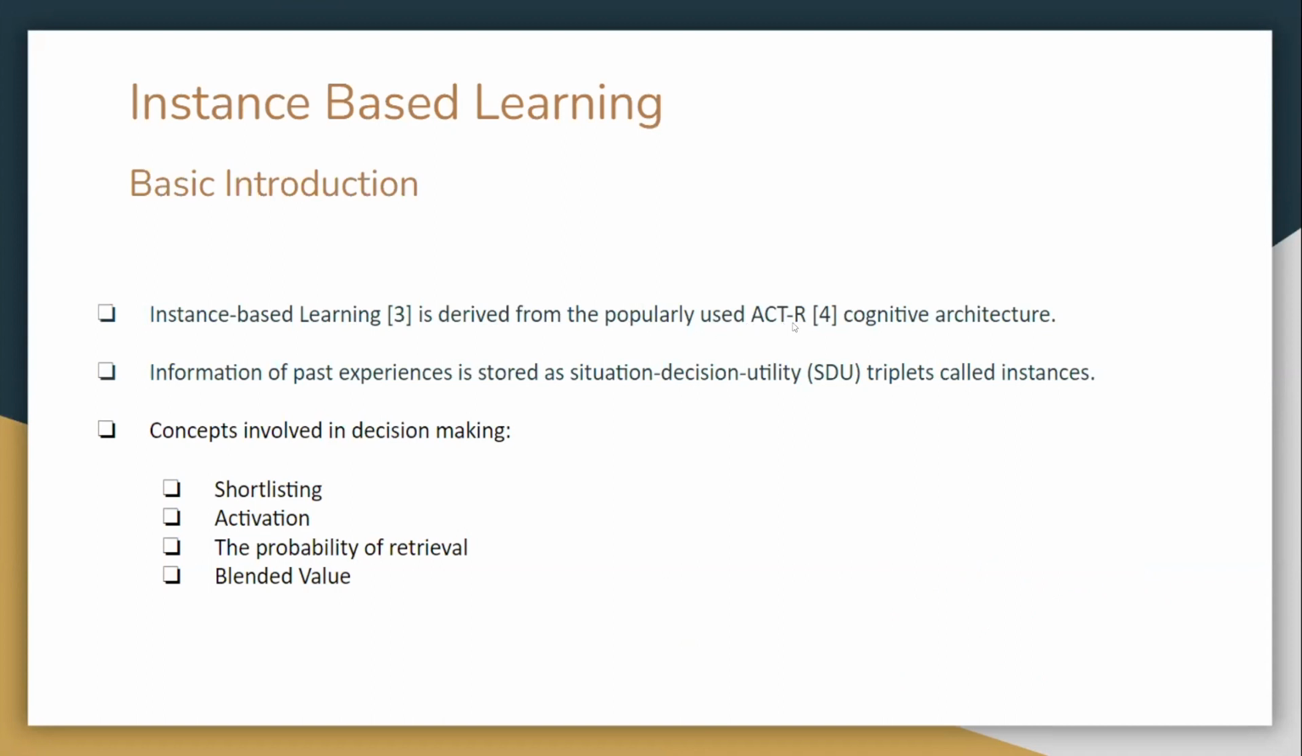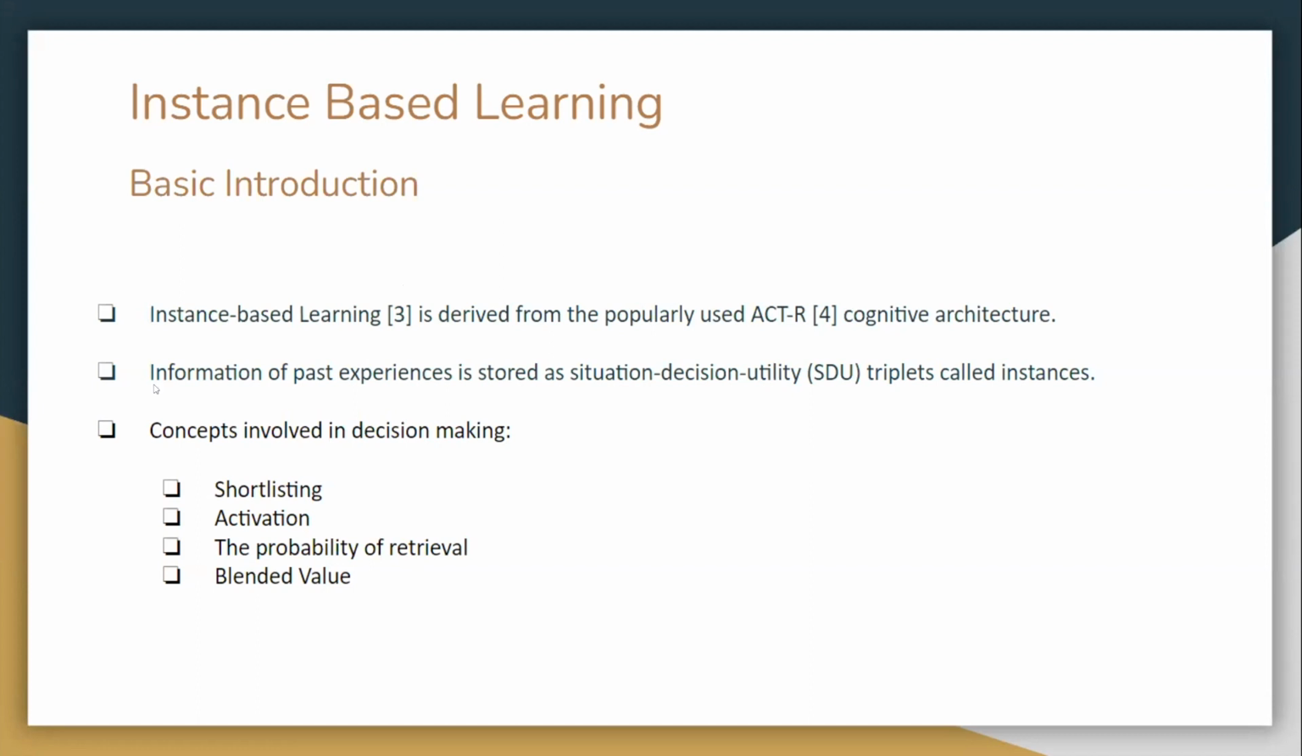Now ACT-R has been used very widely, but ACT-R is quite parameter rich. So sometimes it becomes very complicated to handle. So many researchers have actually tried to extend ACT-R such that its complexity could be reduced, but its efficiency and performance could be maintained. So, instance-based learning is one of such approaches.